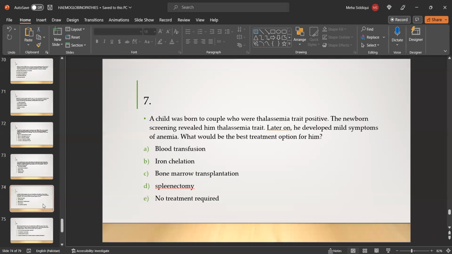Any guess? C. D is the right option, splenectomy.